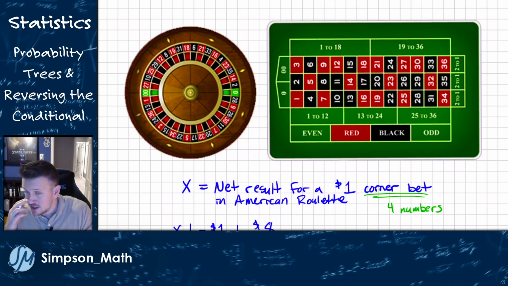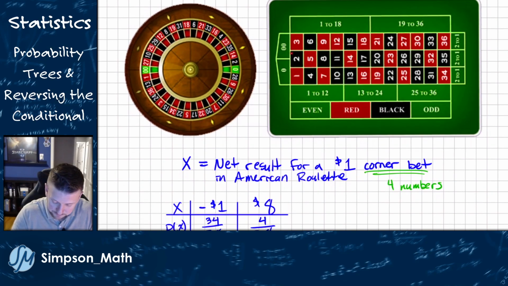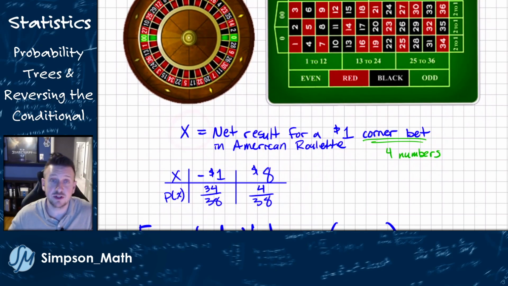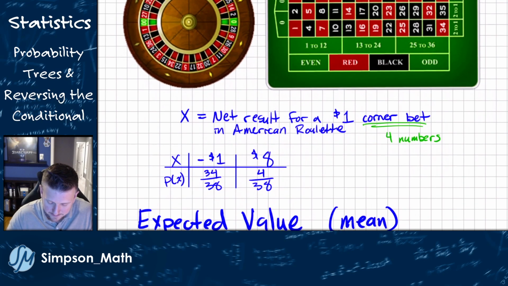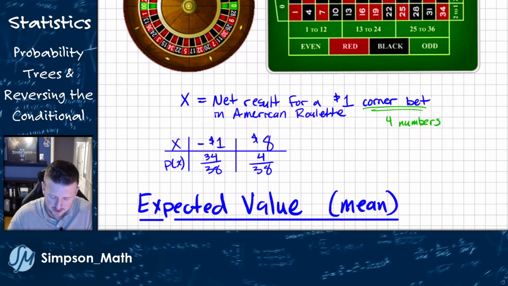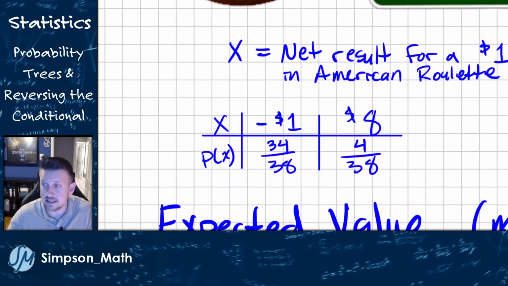I'm rambling now. Okay, so our problem is we're talking about these corner bets. So I could bid these 4, that's how that works. So we're going to define our random variable to be capital X. You can pick whatever letter you want, but we typically will, by default, stick with the X, and try to aim for it to be capital. It's the net result for a $1 corner bet, that's my 4 numbers, in American roulette. So my probability distribution is this.